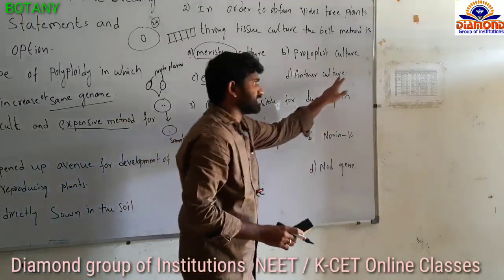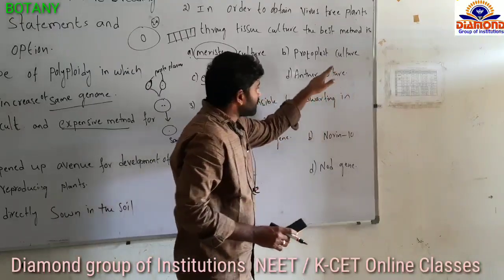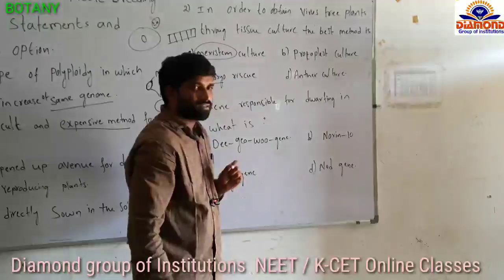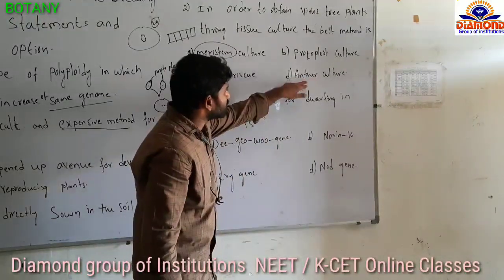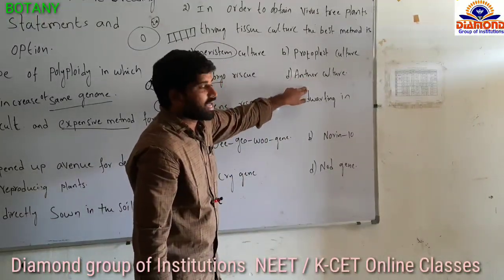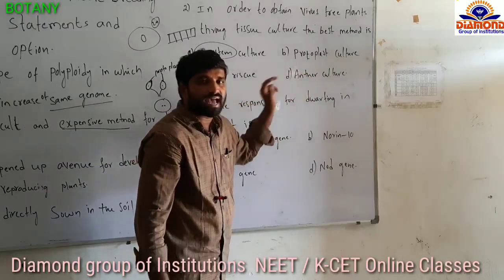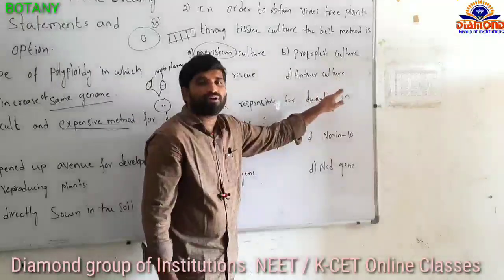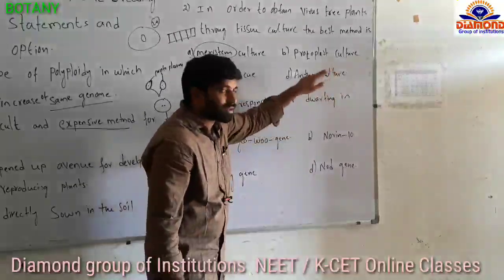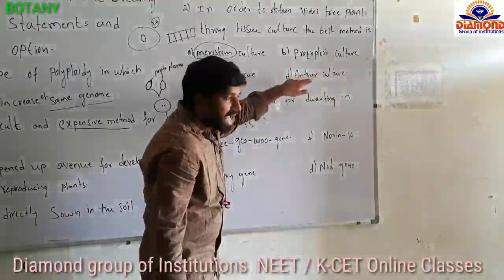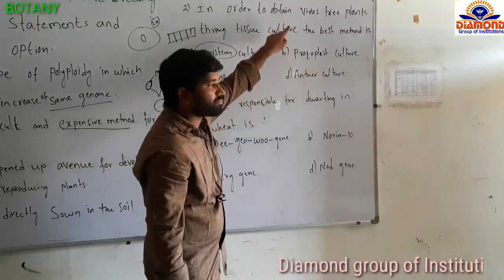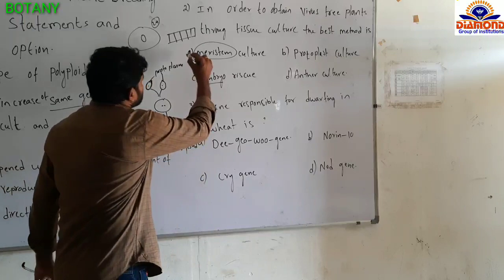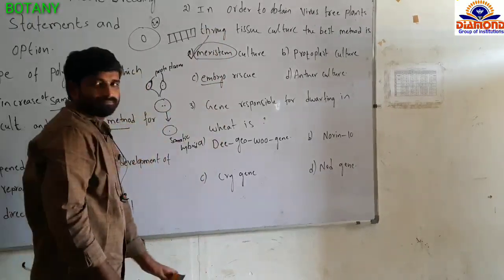And anther culture. Instead of the meristematic tissues, other plant materials are used for the production of new plantlets. As an explant, we can use anthers. Through the anthers, we can produce haploid plants. Through anther culture, we cannot produce virus-free plants. So out of the given 4 options, meristem culture only is correct.